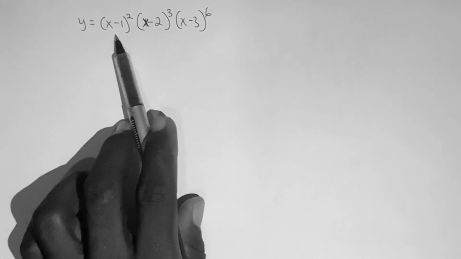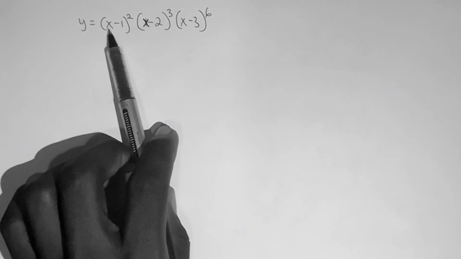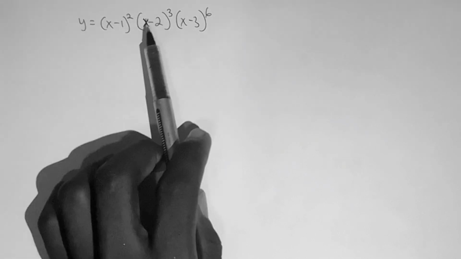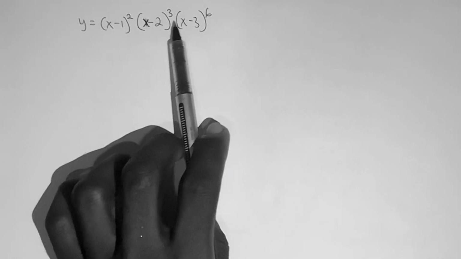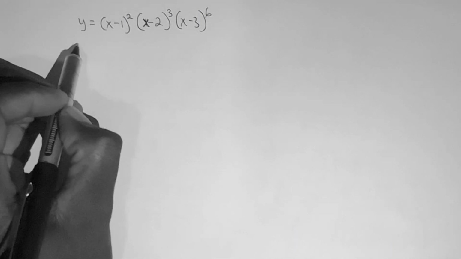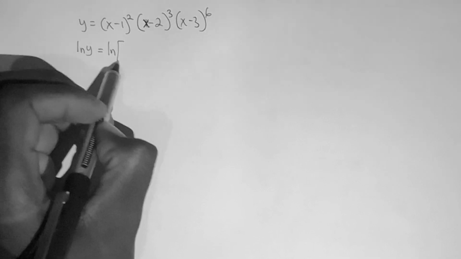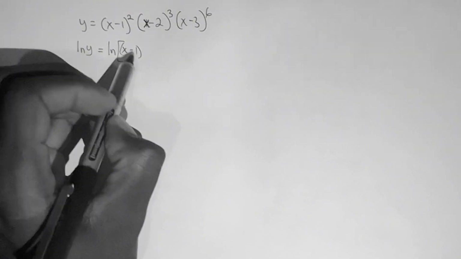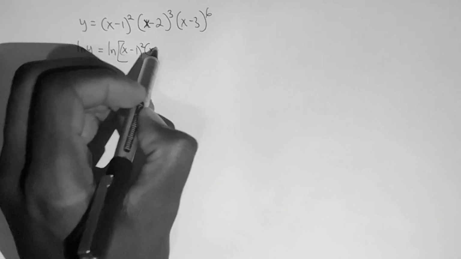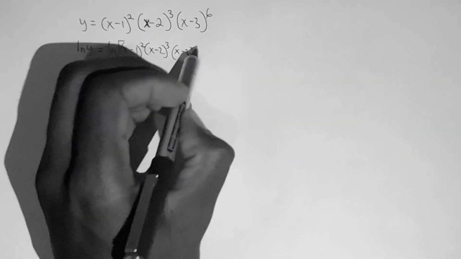So let's differentiate this function. y equals (x minus 1) exponent 2 times (x minus 2) exponent 3 times (x minus 3) exponent 6. The way to go about this is to take the natural log of both sides: ln of (x minus 1) exponent 2 times (x minus 2) exponent 3 and times (x minus 3) exponent 6.